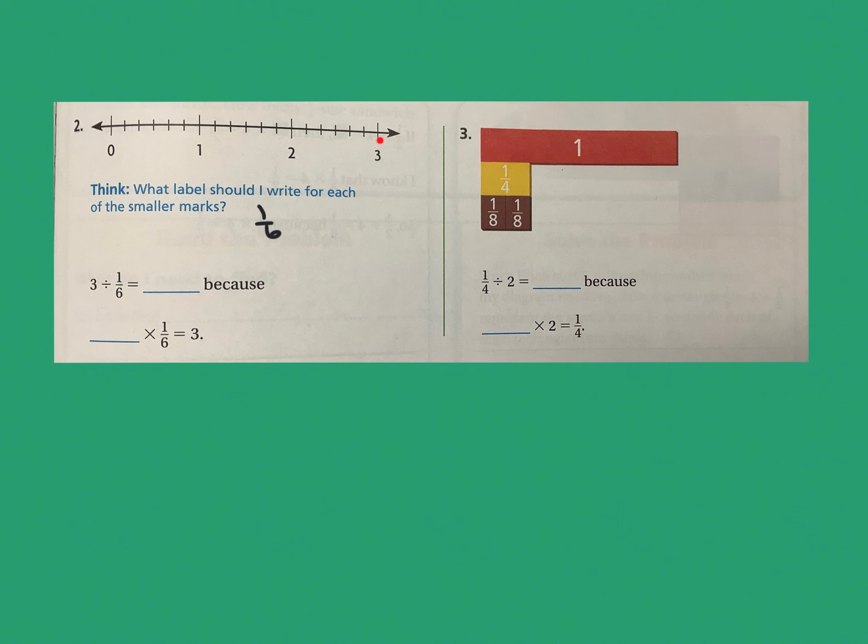And if I have 3 whole, 1, 2, 3 whole, divided into 1/6 pieces, how many of those 1/6 pieces will there be laying there all together? Well, we know there's 6 here, and another 6, that's 12, and another 6, that's 18. There will be 18 sixths there, because 18 times 1/6, or 1/6 18 times, is going to take us all the way to 3.